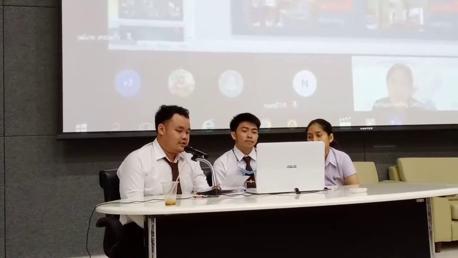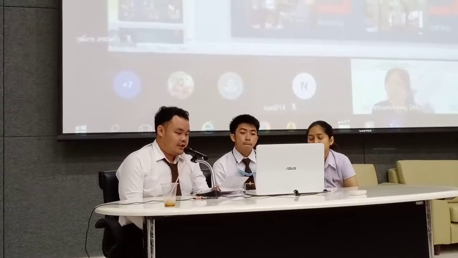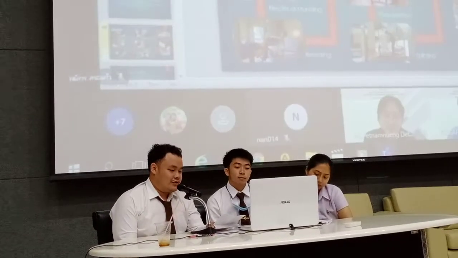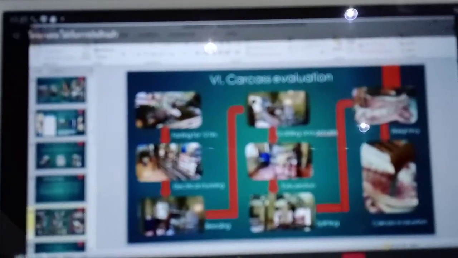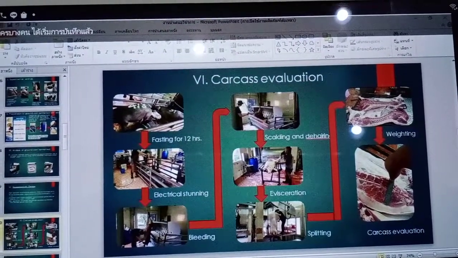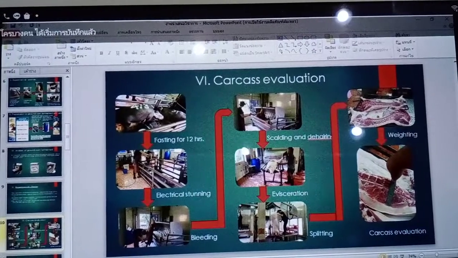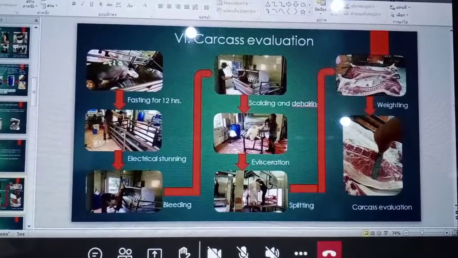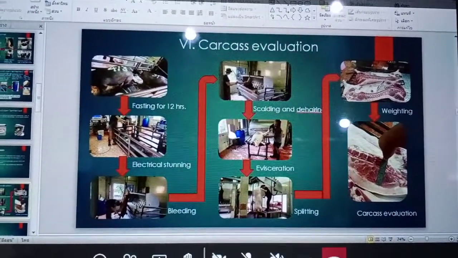This slide shows carcass evaluation after the experiment finished. The pigs were fasted and killed in the slaughterhouse. Then the carcass quality was evaluated using the standard method following the features of Chatukasitha 2000.